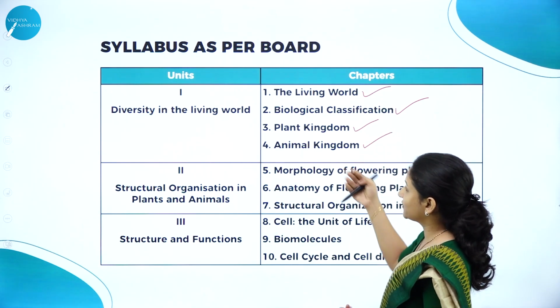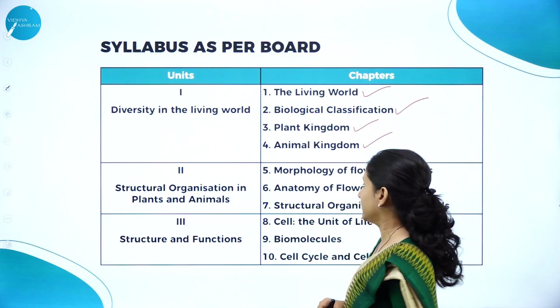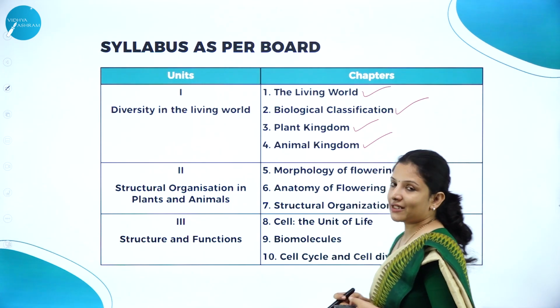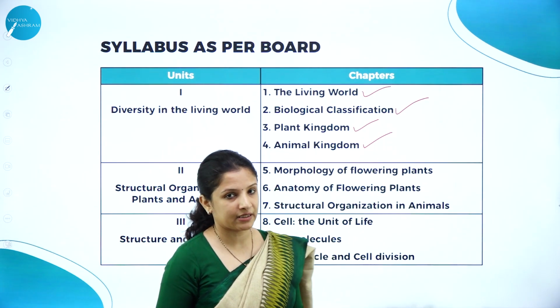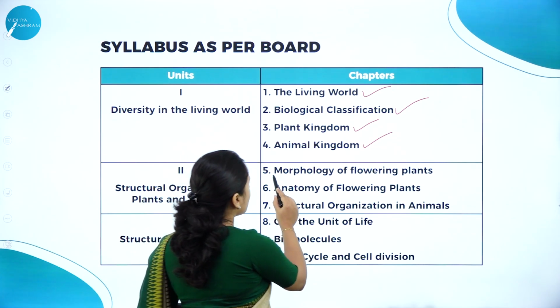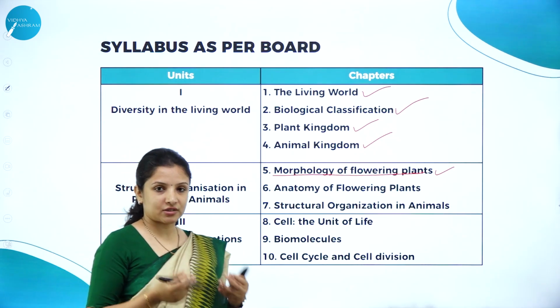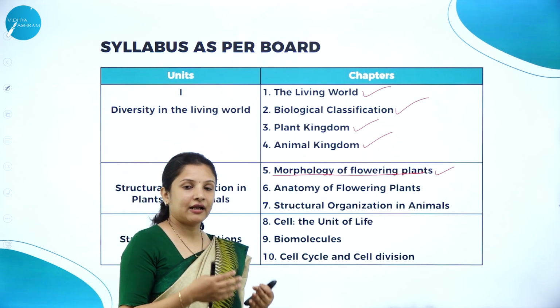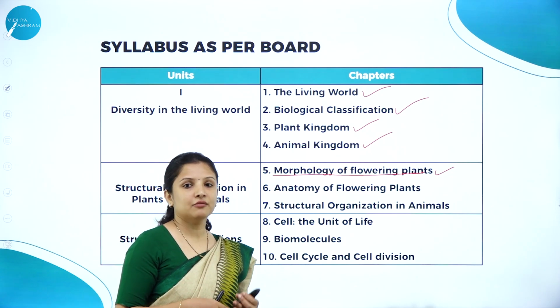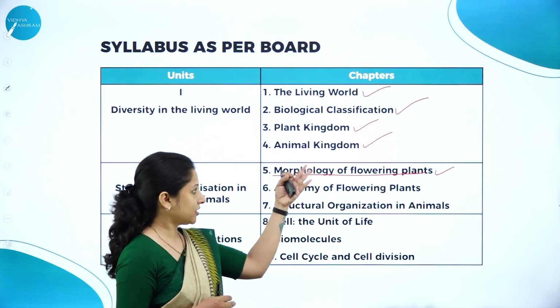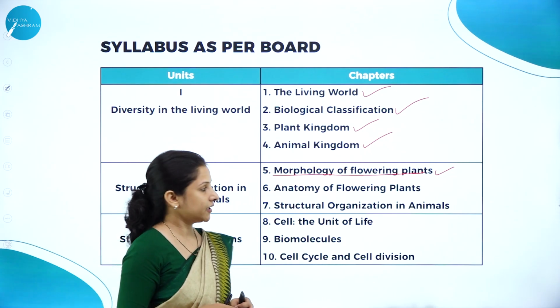So, all of these chapters are connected to one another. So, first we'll move on to studying the structure of the flowering plants, wherein you'll study morphology of flowering plants, that is chapter 5. So, what is the structure of the flowering plant? What is there in that? The petals, the stamens, the stigma, all that reproductive parts, everything we'll study under morphology of flowering plants.